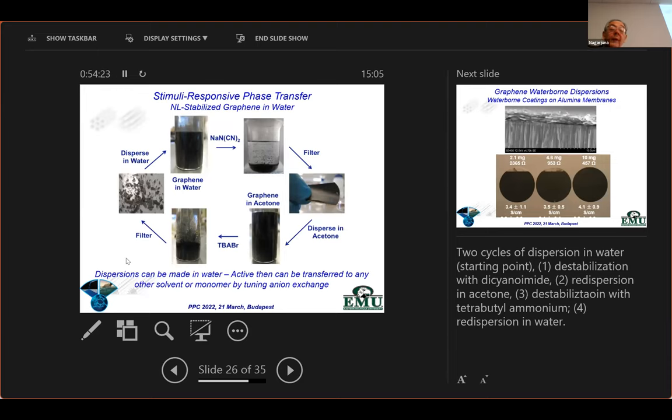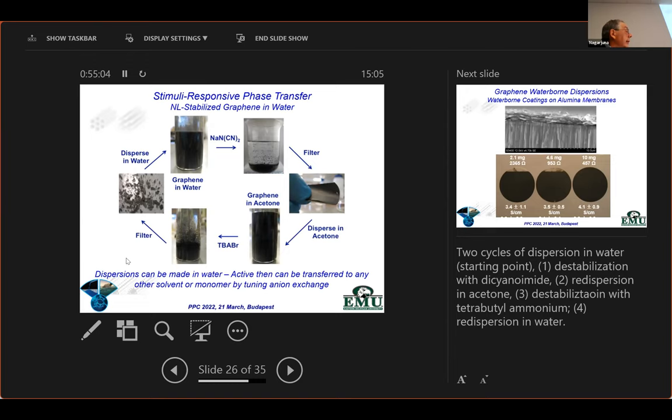Okay, so here's a very important phenomenon from a composite perspective. We can take our stable dispersion of the graphene and destabilize it with, say, sodium dicyanoimide. We can collect this material, filter it, make a graphene paper, and then break it up and put it in acetone and sonicate a little bit. We put it back in suspension. So this is showing how you can reverse it.